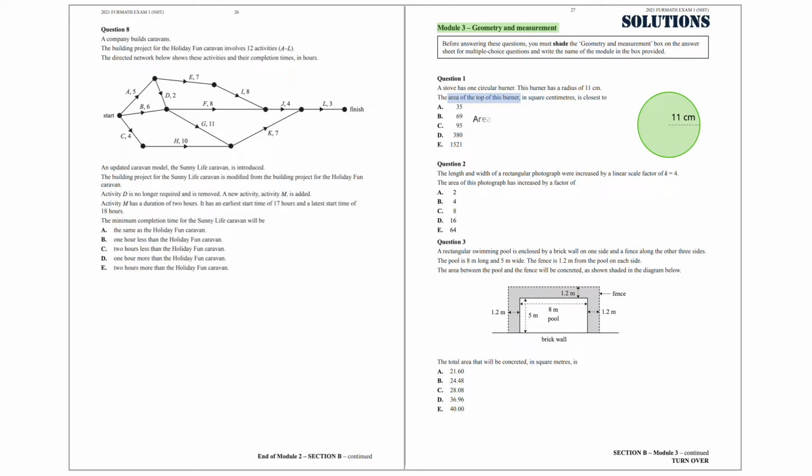We know that the area of the circle equals pi r squared equals pi times 11 squared equals 380.13 centimeters squared. So the answer we are after is option D.